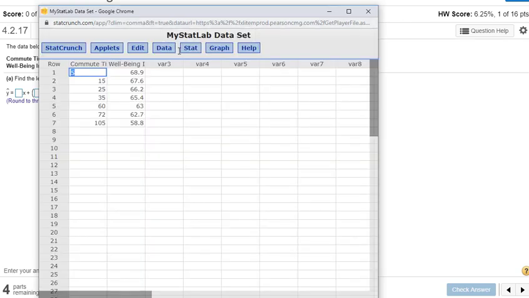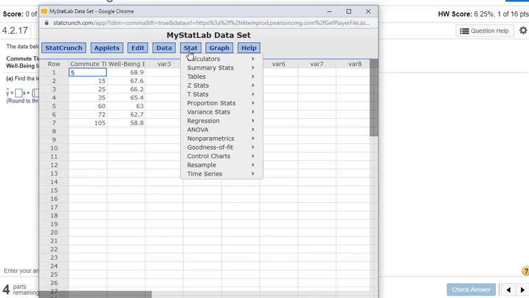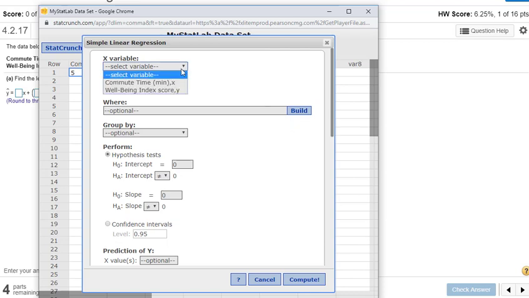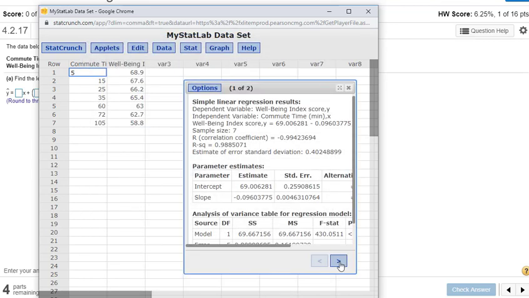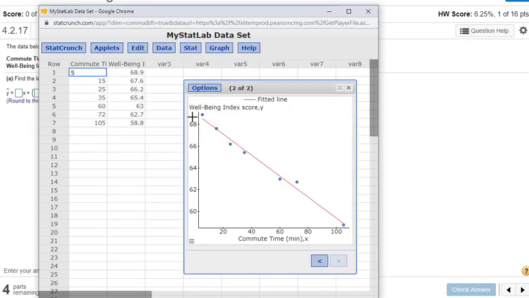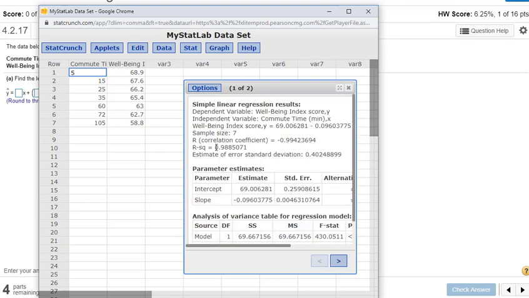And let's go ahead and find the equation. So come down to regression, simple linear. X is x and y is the well-being. And we're going to go ahead and get the fitted line. I'd like to look at that first, to be honest. So let's look at this first. And yep, it looks like our model is going to be pretty good, right? So let's come on back.